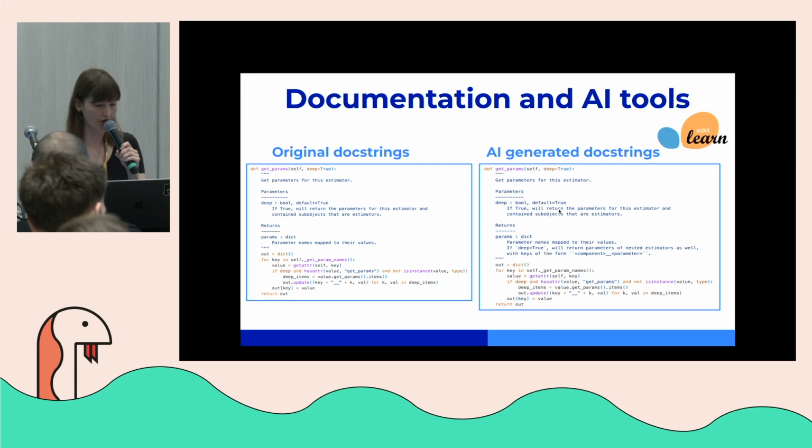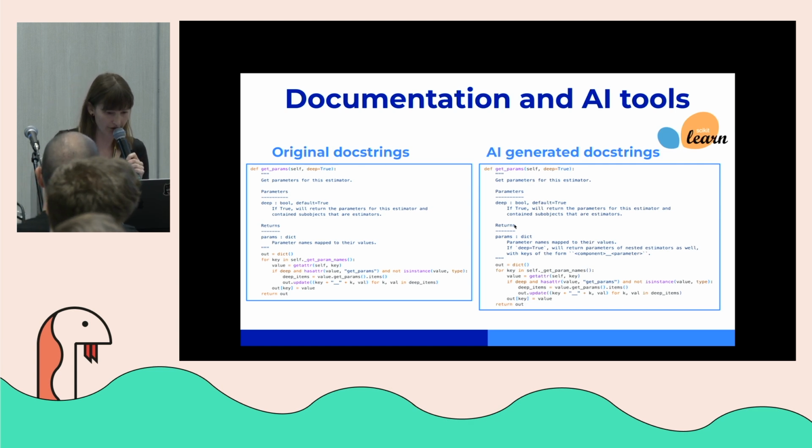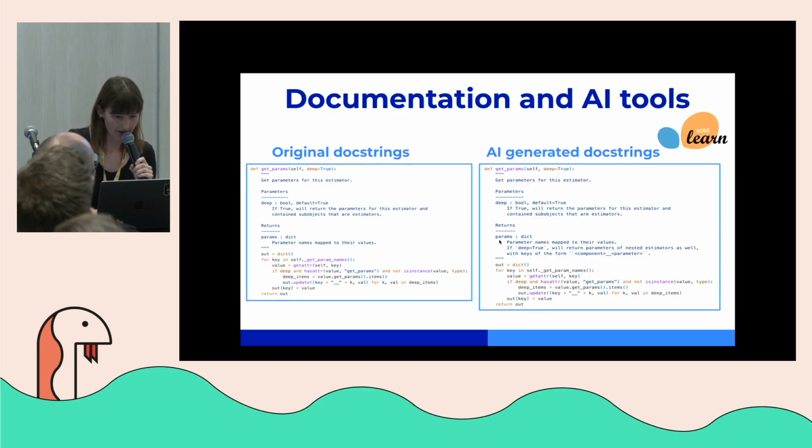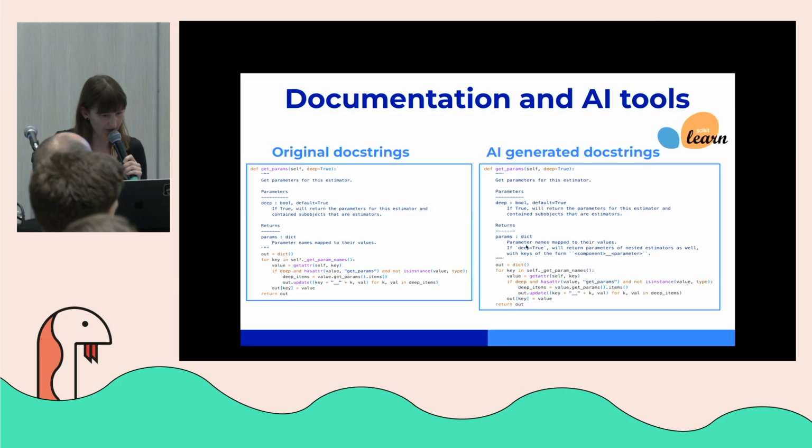So in the scikit-learn code base, there is another documentation of deep in another method, and GitHub Copilot probably just copy-pasted that and put it in here. And then when we look at the returns, we see that the method returns params, which is a dictionary, and then the description is parameter names mapped to their values. So this is identical to the original docstring. But then we have some extra information, and the extra information is, if deep equals true, we'll return parameters of nested estimators as well, with keys of the form component__parameter.